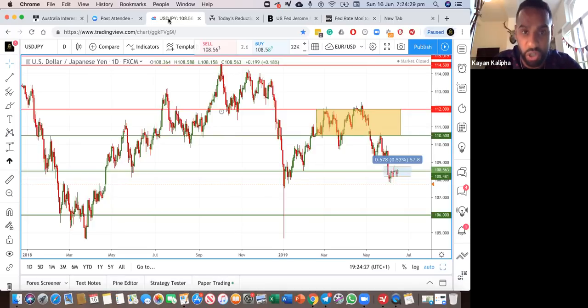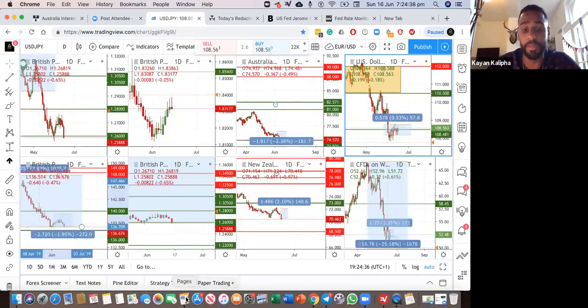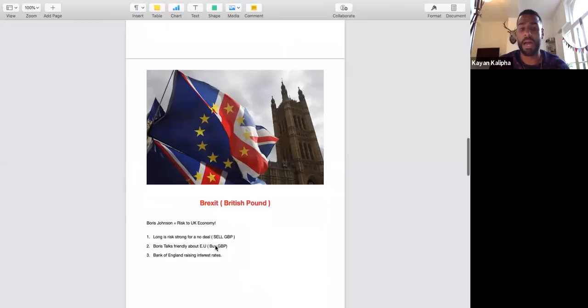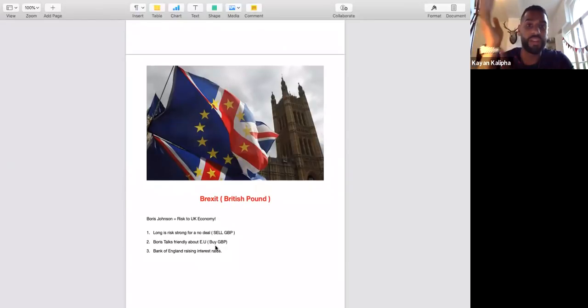It's all to do with interest rates when you're trading a currency. That's the main driver. But then we also have politics, which is now why I'm going to move on to talking about the British pound in the market. Now, this is very interesting for the British pound. So moving away from interest rates, we understand what drives a currency.